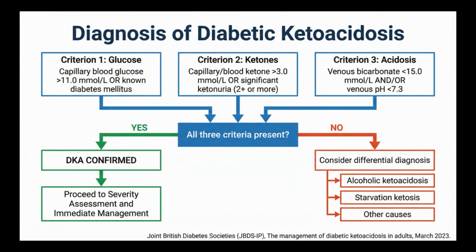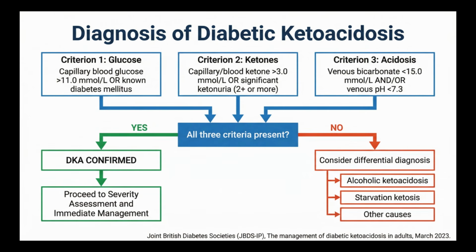DKA is a biochemical diagnosis. In the exam, you must always look for three essential criteria. Criterion 1. Glucose. Capillary blood glucose greater than 11 millimoles per liter, or a known diagnosis of diabetes mellitus. Remember, patients on SGLT2 inhibitors may have normal or mildly elevated glucose, so glucose alone does not exclude DKA.